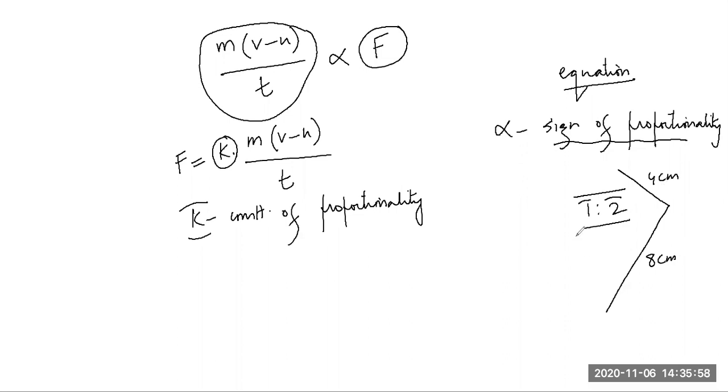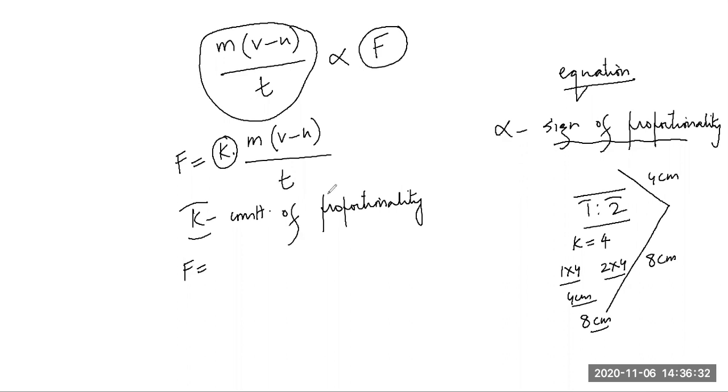Now, what is the constant of proportionality? The constant of proportionality is 4. That means if you multiply 1 with 4, and 2 with 4, you will get the actual sides, 4 centimeter and 8 centimeter. Right? So K is the constant of proportionality. So I can say F is equal to K into m(v minus u)/t.